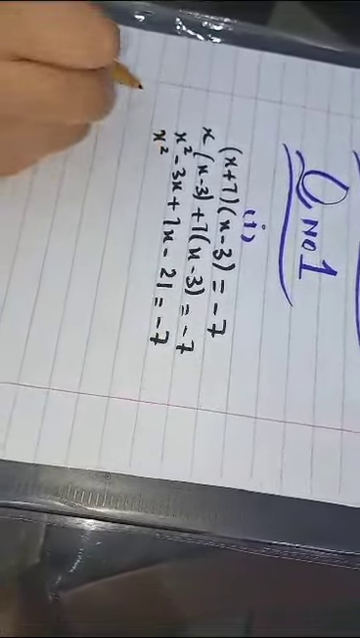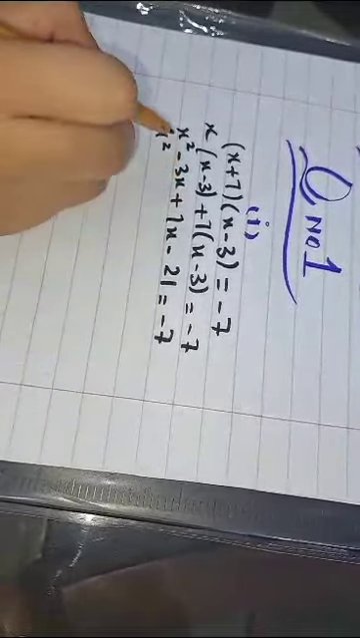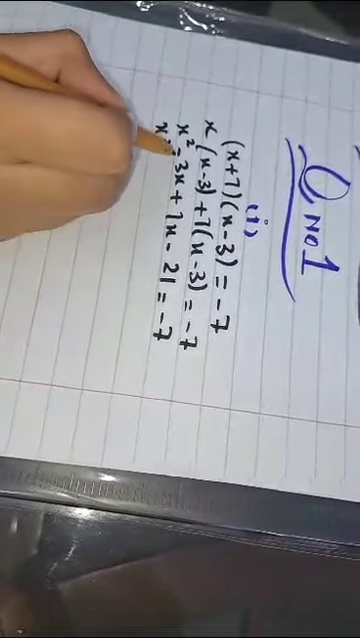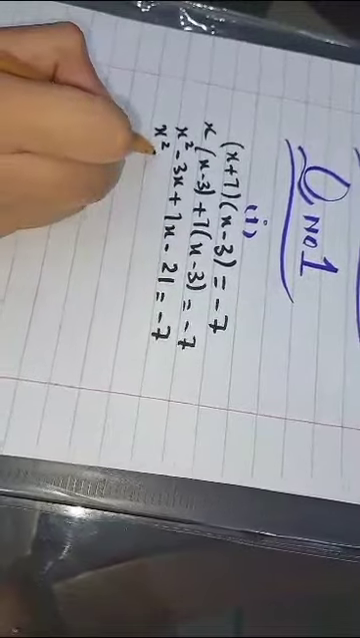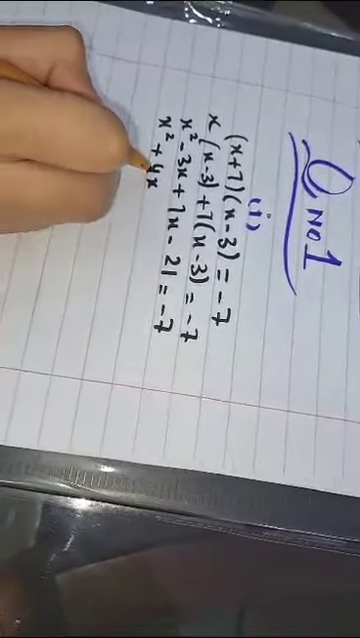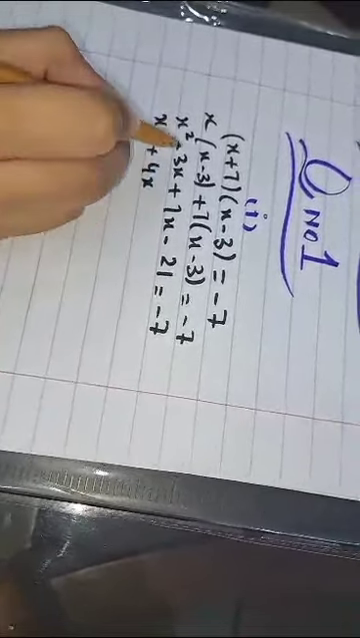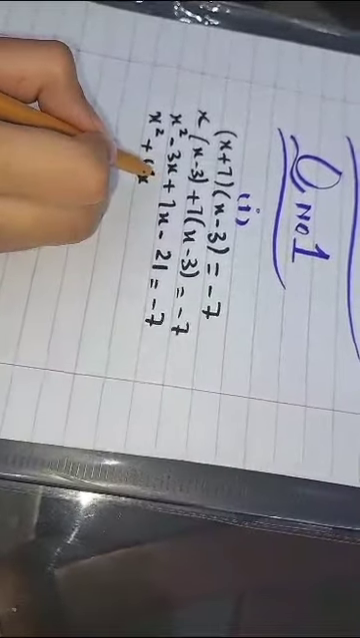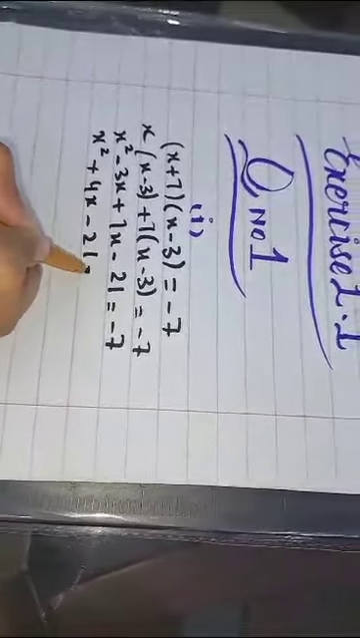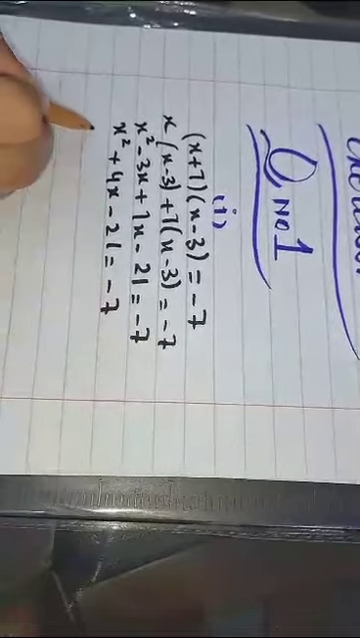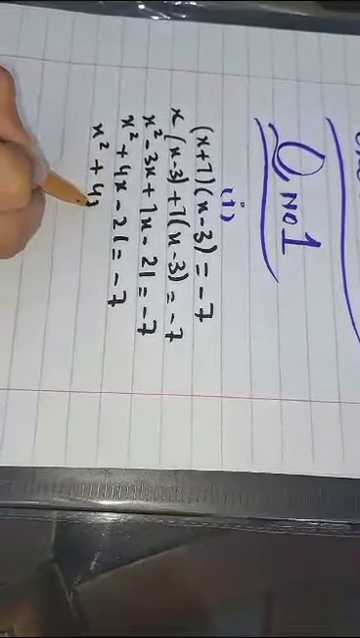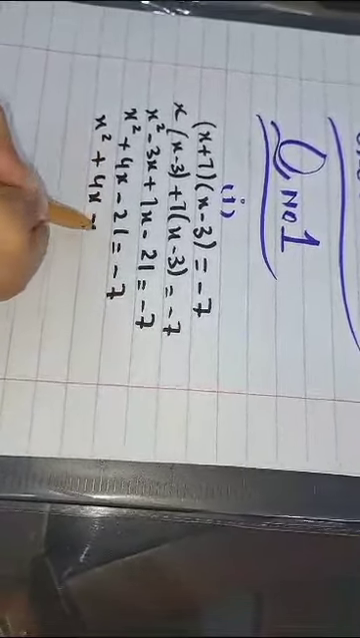Now x square will remain because we don't have any other x square, so 1x square is there, and -3x plus 7x would be +4x. This is a simple concept you have learned in the previous classes, how we can add or subtract in an algebraic expression. Then -21 and equal to -7. x square plus 4x is equals to -21.